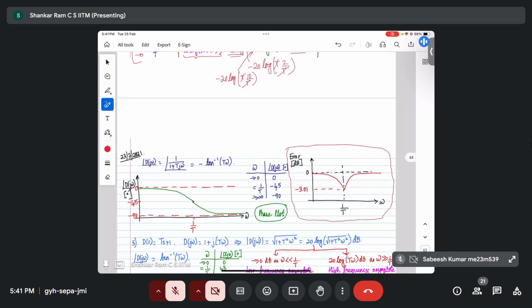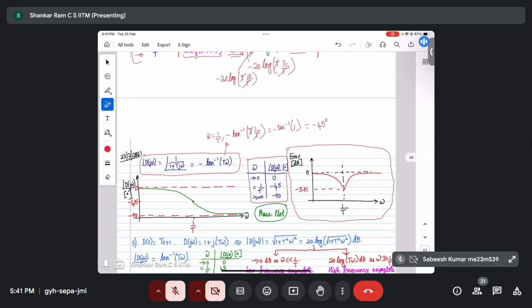Now, as the last step, we need to plot the phase plot. So if you recollect, the phase plot of this factor is minus tan inverse t omega. We have already derived it, right? If you remember, we calculated it some time back. So now, if we substitute omega equals 1 by capital T, we will get the phase to be minus tan inverse of t times 1 by t. So t will cancel off. So that will be minus tan inverse of 1. And what is tan inverse of 1? 45, sir. So the phase will become minus 45 degrees.